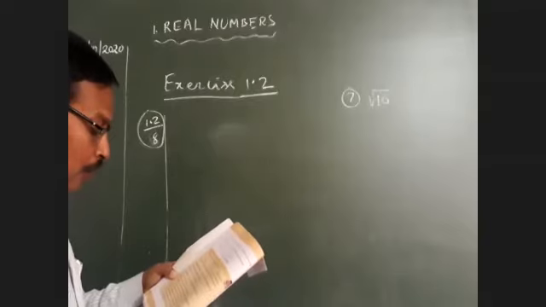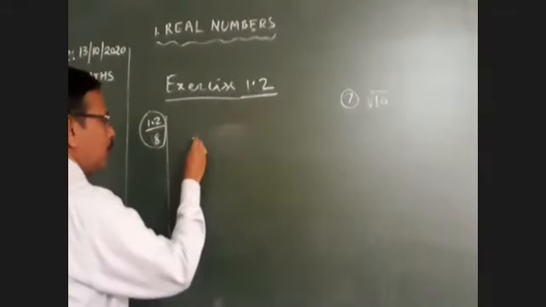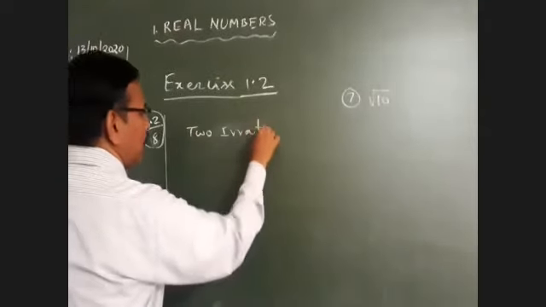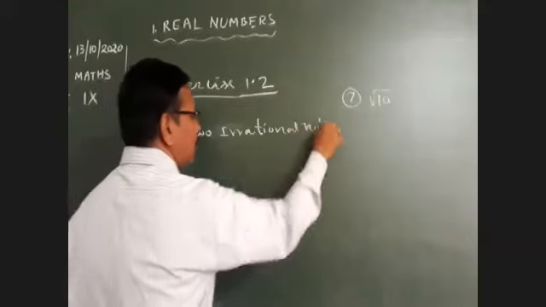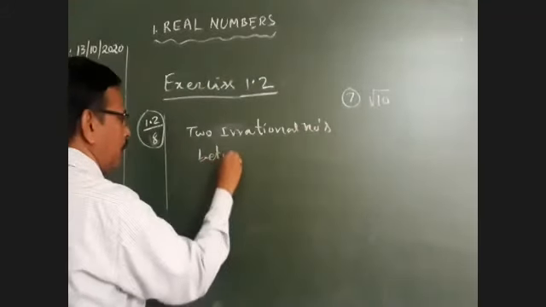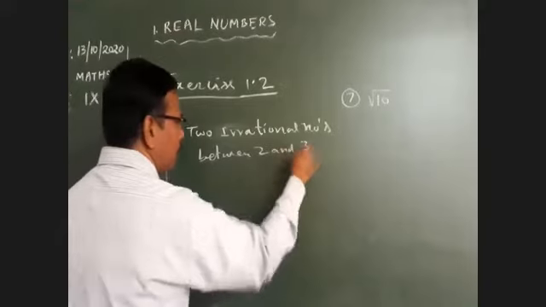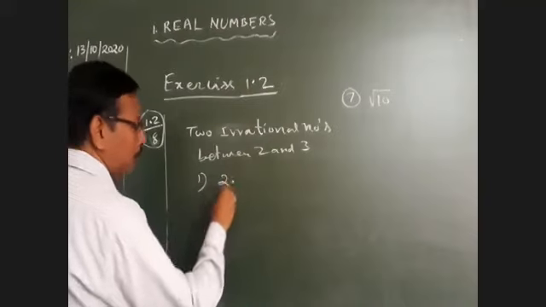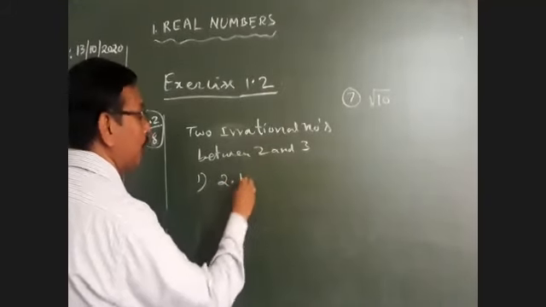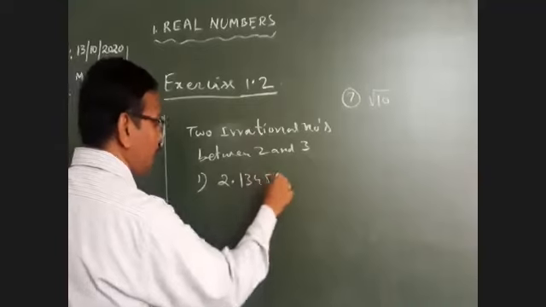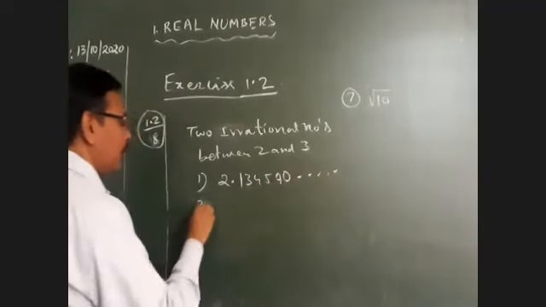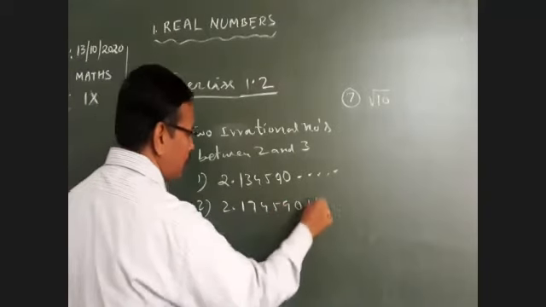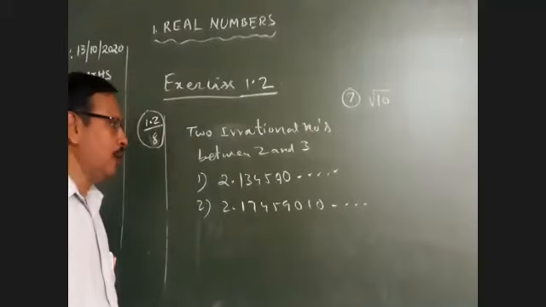Find at least two irrational numbers between 2 and 3. So here also it's the same thing again. Very simple here. Between 2 and 3, what are the irrational numbers? Same thing again: 2 point anything you can write, before 3. Whatever digits you write after the dot, and number 2 again, 2.17459010. So this is the way of writing irrational numbers.